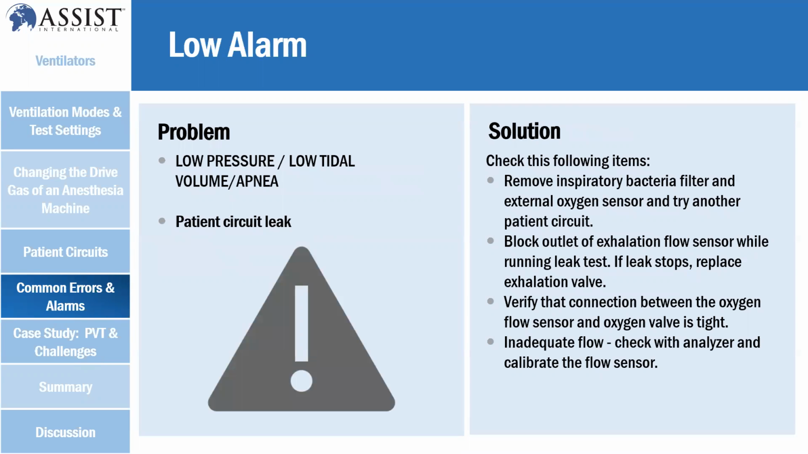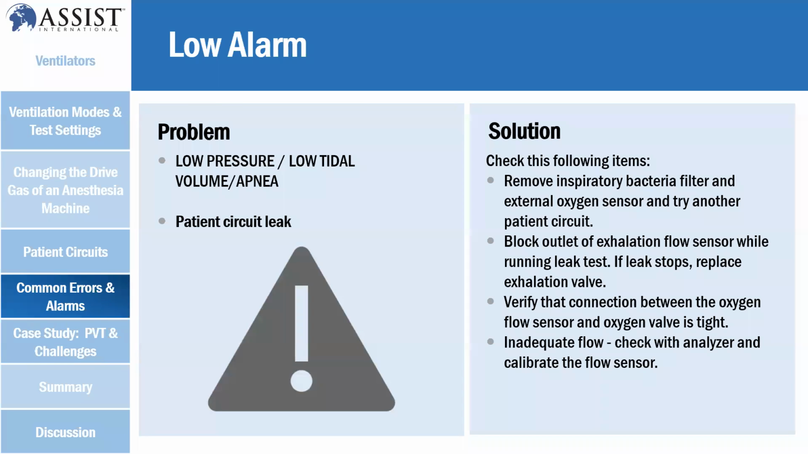Low alarm can be low pressure, low tidal volume, apnea, and patient circuit leak. These can cause low alarms as well. Very important, check: remove the inspiratory bacteria filter and external oxygen sensor, and try another patient circuit, because sometimes a patient circuit can be leaking without you knowing. Block the outlet of the accelerating flow sensor while running the leakage test. Some of it depends on the brand and model, but you can do this.